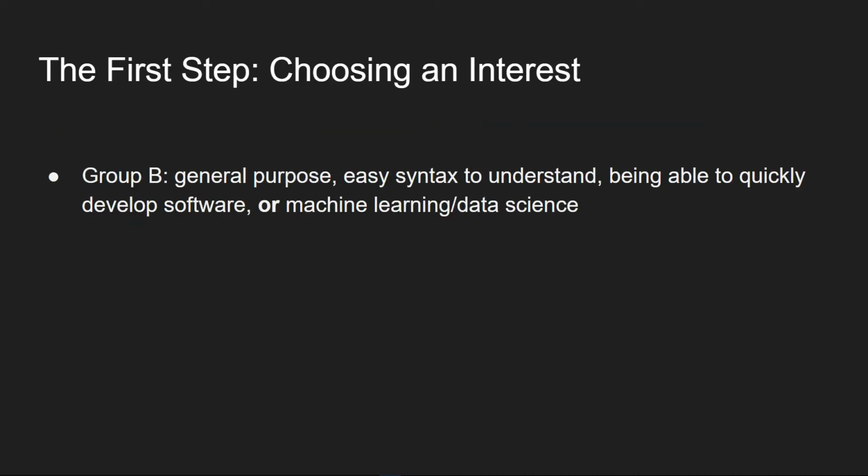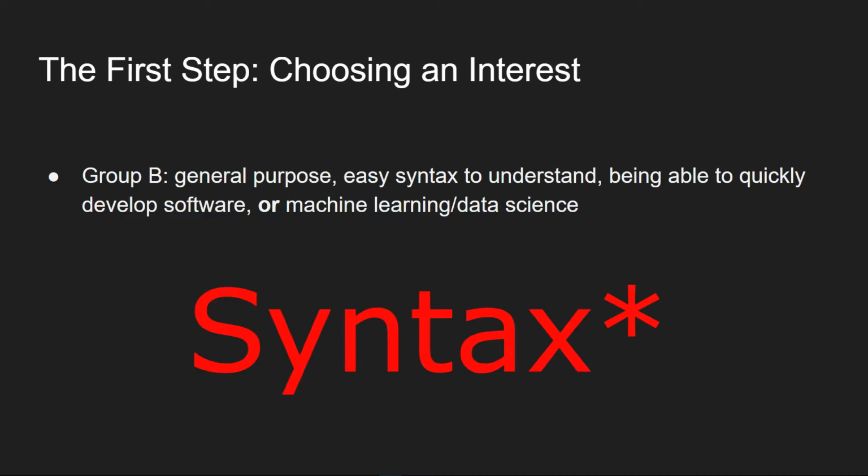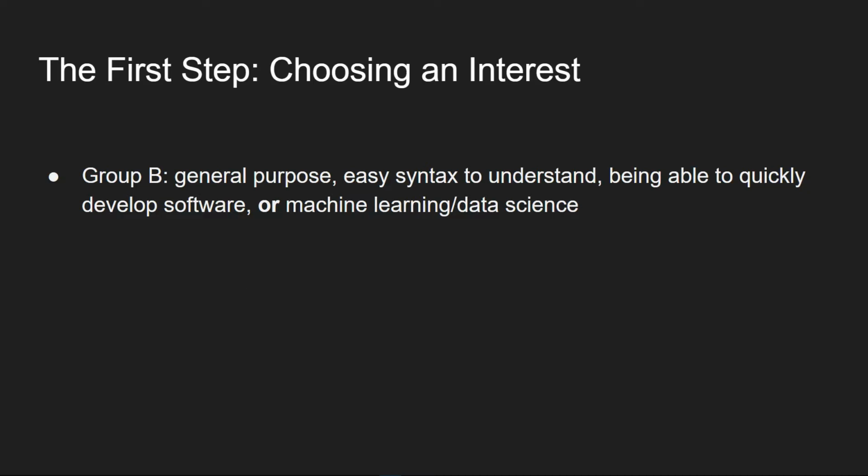The second group is Group B. If you want to learn programming for general purpose, this group is definitely for you. The language in this group is also easy to understand and you can write software quickly in it. Also choose this group if you're interested in machine learning or data science.